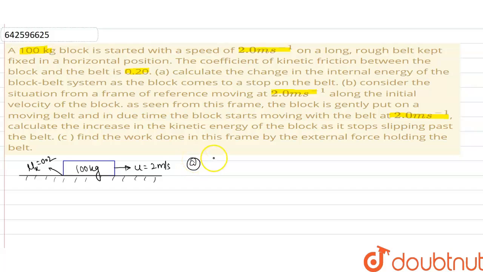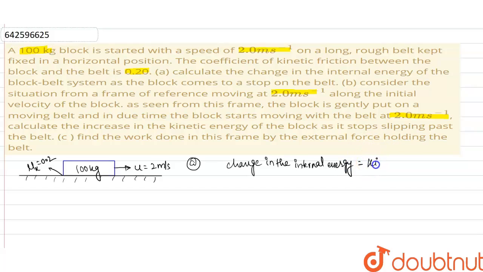Okay, so when the block comes to rest on the belt, the kinetic energy of the block-belt system will become 0, correct. Since, as we know, energy is conserved, the kinetic energy lost by the block will be converted into some other energy, and this other energy is heat, which is generated due to the friction between the block and the belt. Okay, so the change in the internal energy will be equal to the kinetic energy lost.